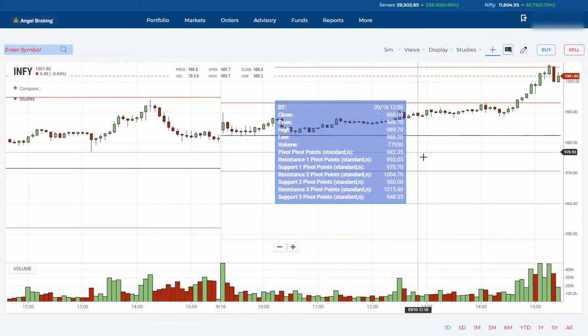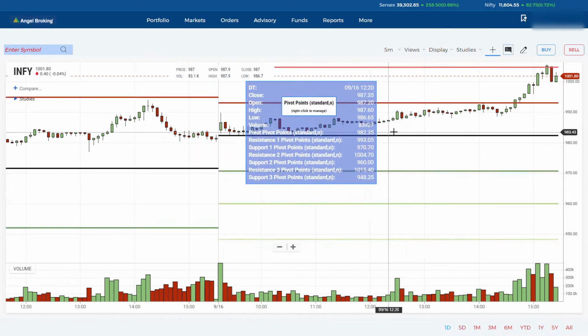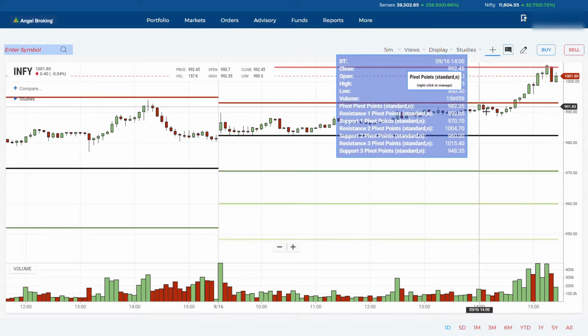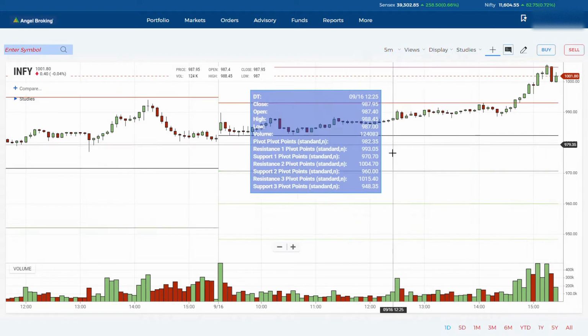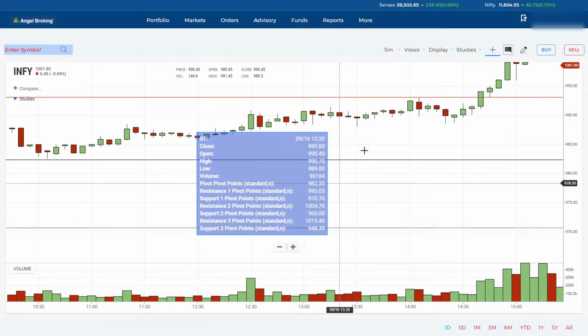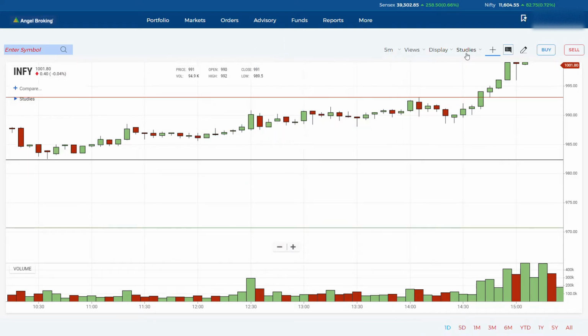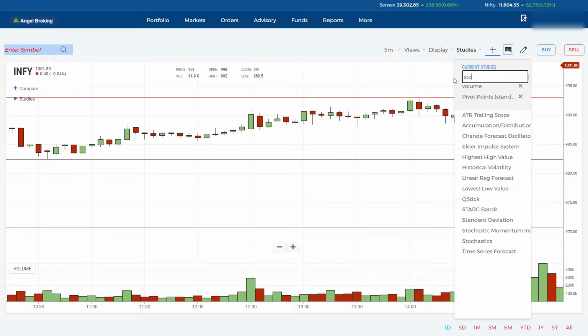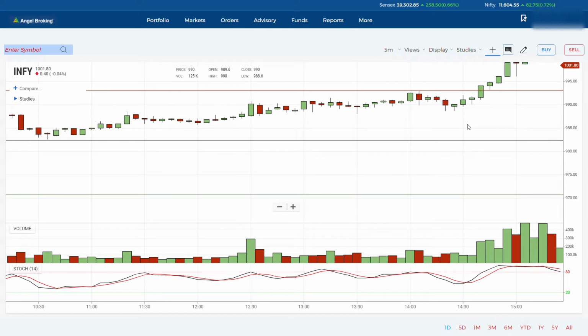If you see here, mostly it is in range, but at almost 2 o'clock it reaches near the resistance, and it gets a rejection. I'm just adding one more indicator called stochastics. When you use some kind of indicator, you should always combine it with more indicators in order to reduce false breakouts.